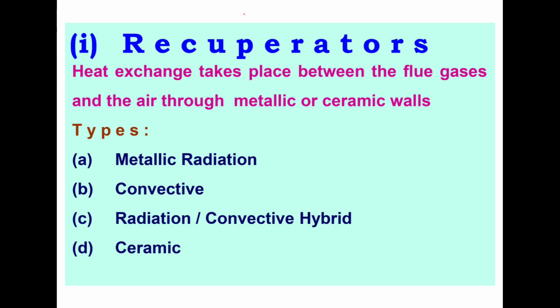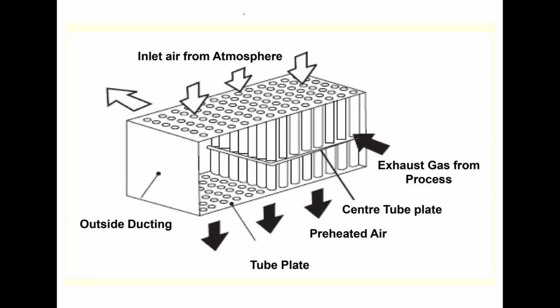Here the recuperator is one of the heat exchangers, where heat exchange takes place between the flue gases and the air through metallic or ceramic walls. There are different types of recuperators. First one is A, metallic radiant, B, convective, C, radiation or convective hybrid, D, ceramic.